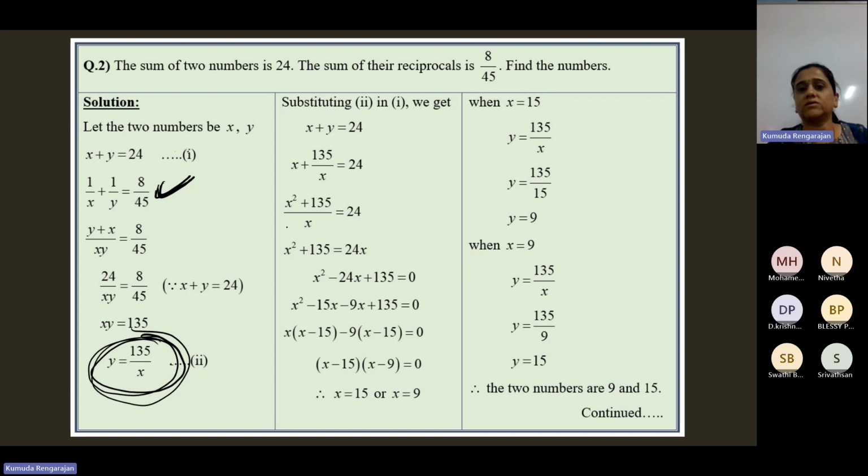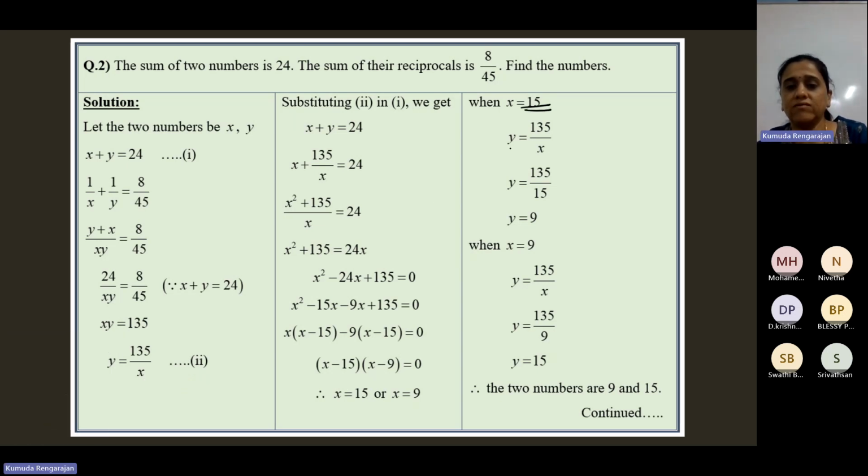So when you do that, you get a quadratic equation. Split the middle term and find the two values of x. So what is y? 135 by x. So when x is 15, y is 135 by 15, which is 9. When x is 9, y is 135 by 9, which is 15. So the two numbers are 9 and 15. The answer ends here. The other method is continued.